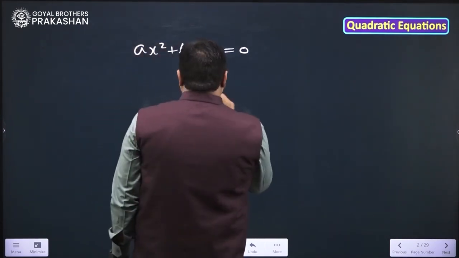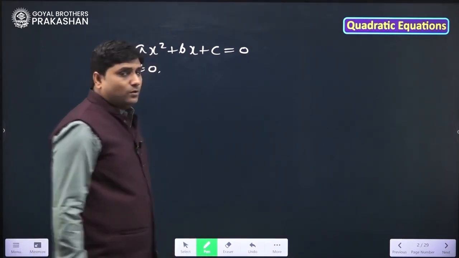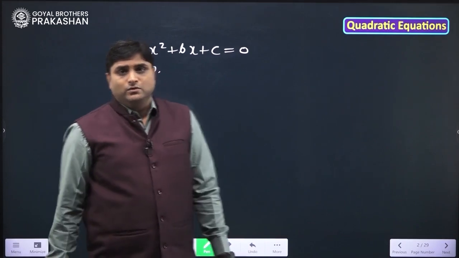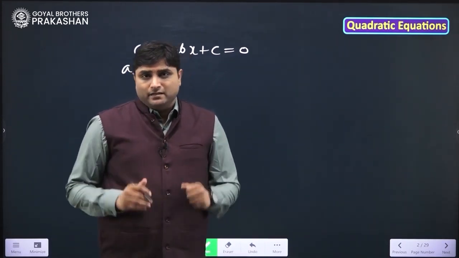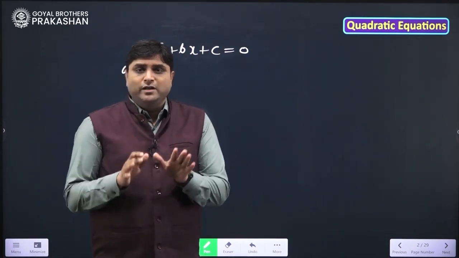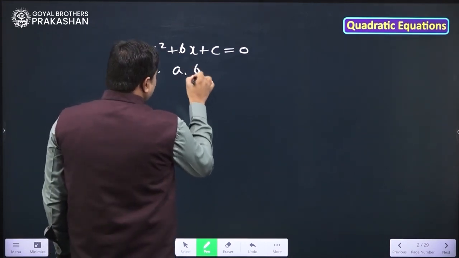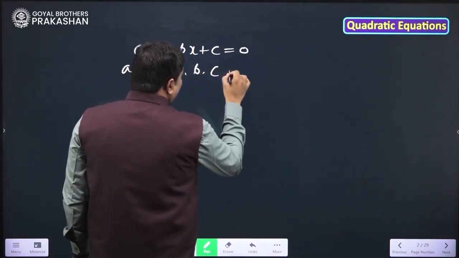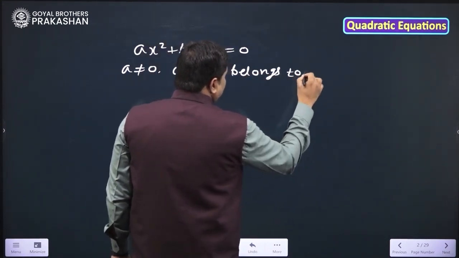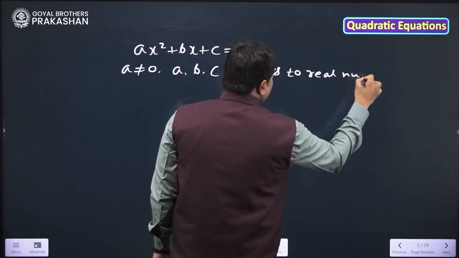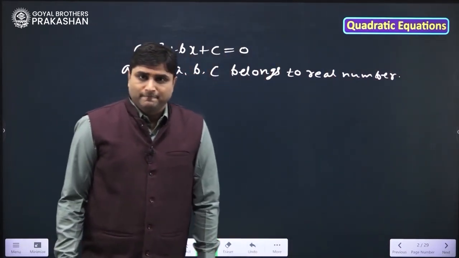But a condition is there. The first condition is that a should not be equal to 0. The leading coefficient cannot be equal to 0. If it becomes 0, then the equation will become linear. So the x² coefficient must be not equal to 0. And the second condition is that the coefficients a, b, c all belong to real numbers. They must be real numbers. Then this equation is called a quadratic equation.